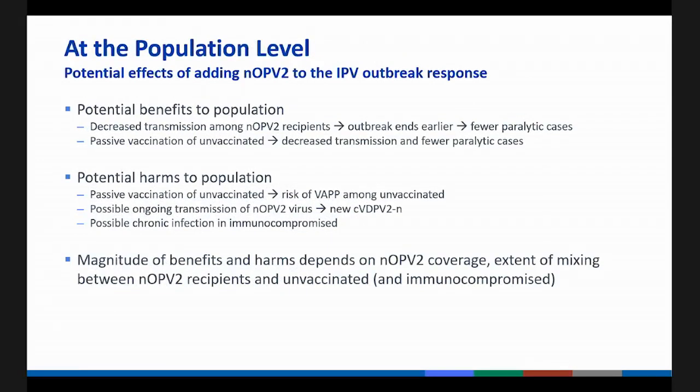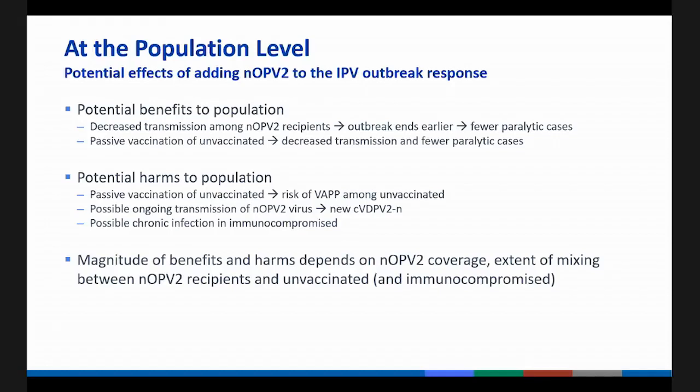At the population level, decreased transmission among NOPV2 recipients could potentially result in the outbreak ending earlier and fewer paralytic cases. And as the vaccine virus can be shed in stool and transmitted to others, there would likely be some degree of passive vaccination of unvaccinated persons, which would also lead to decreased transmission and fewer paralytic cases.